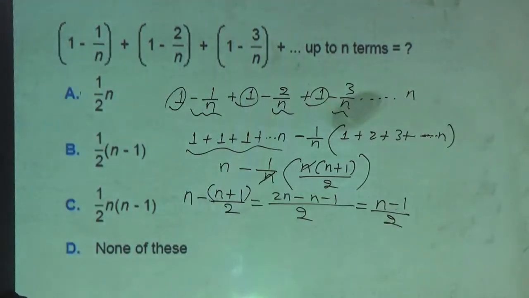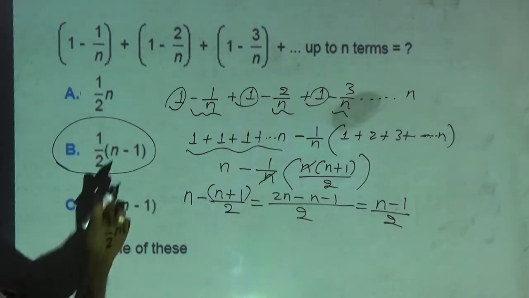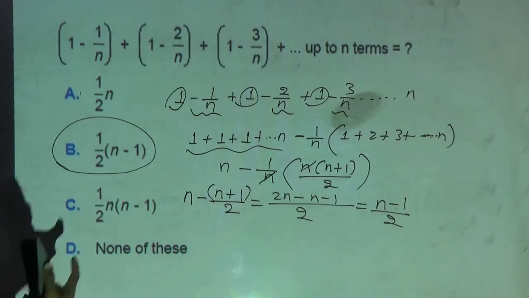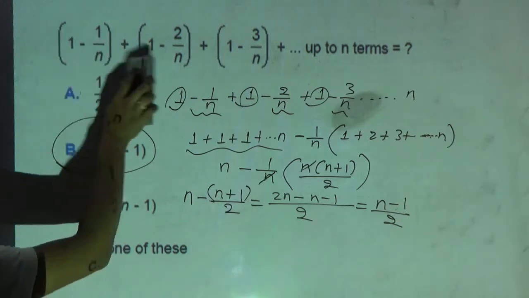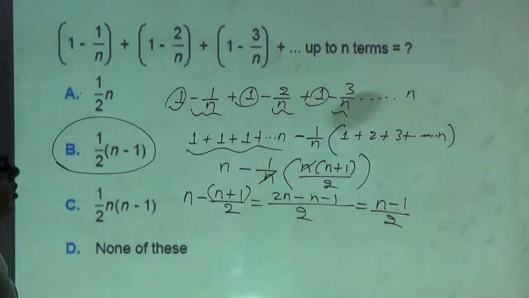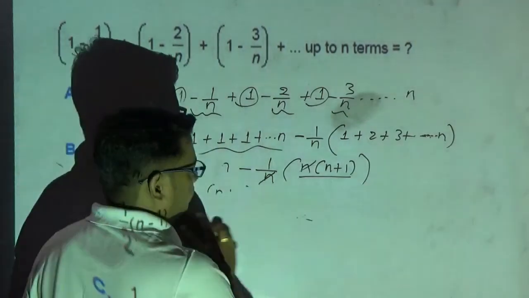So what is your option? n minus 1 divided by 2, option B. That's your answer. Hope you have understood this example. Simply you have to observe. I have done this only through observation. After observation, I know what has to be separated and what needs to be done. So I will finish this problem. We will go for the next problem now.